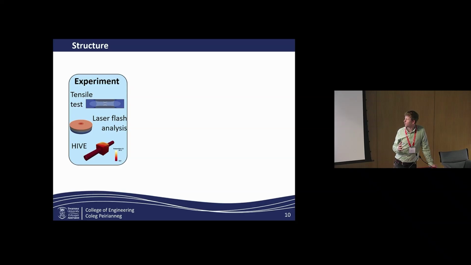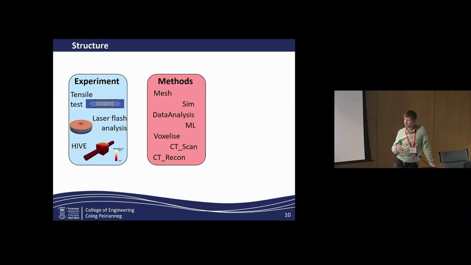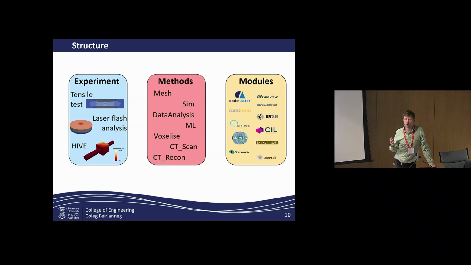So the structure of VirtualLab has three different tiers. You have an experiment, which is the top tier. So you have things like a tensile test or laser flash analysis. What I used for my PhD was HIVE, which was a fusion relevant experiment. Within each experiment, you'll use different methods: meshing, simulation, data analysis, machine learning, optimization, things like that. Ben will give a bit more of an overview of some of them afterwards. And within each of those, you use different modules. These are the bits of software we put in containers to make our life easier.